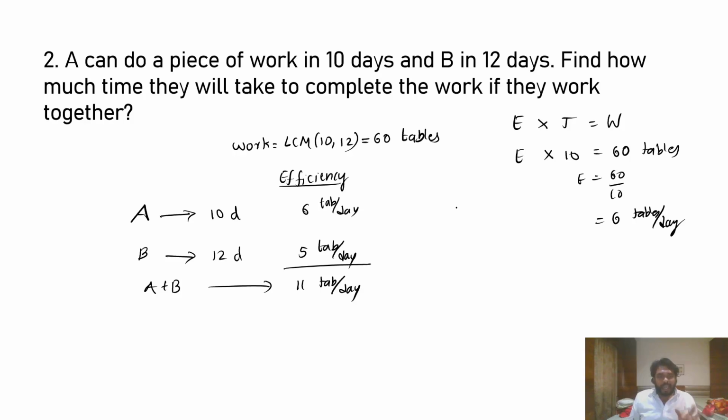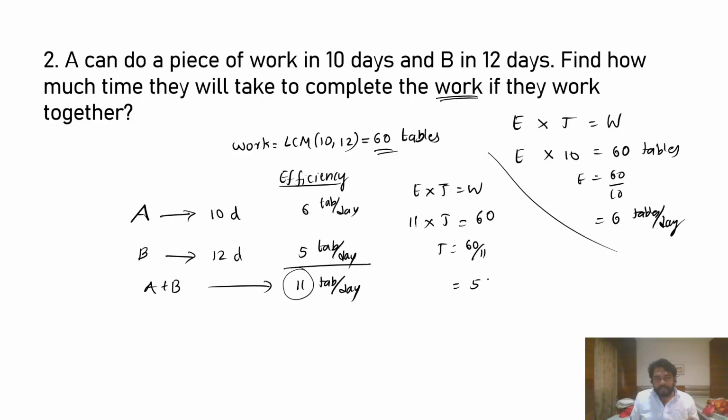Now we need to calculate the combined time. If they both are working together, how many days will it take to complete the work? Again, I'm going to use the same formula: efficiency into time equals work. The work to be completed is 60 tables, and you need to calculate the time. Combined efficiency is 11. So time equals 60 out of 11. 11 5s are 55 and 5 is remaining, so 5 by 11 days. That's how you can answer the question. This is the answer for the second problem.